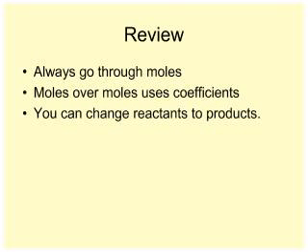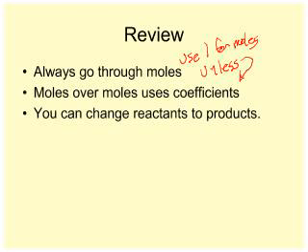Review, always go through moles. Moles over moles uses coefficients. Now I always go through moles, and again, use 1 for moles unless moles over moles, use coefficient. And you can change reactants to products, and that's pretty much the main point of this. You can change reactants into products, so you can figure out how much of something you're supposed to do, how much of something you're supposed to get.